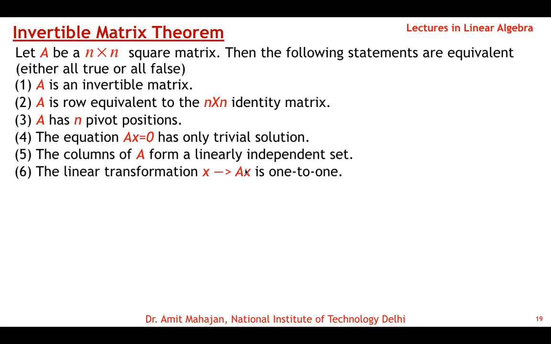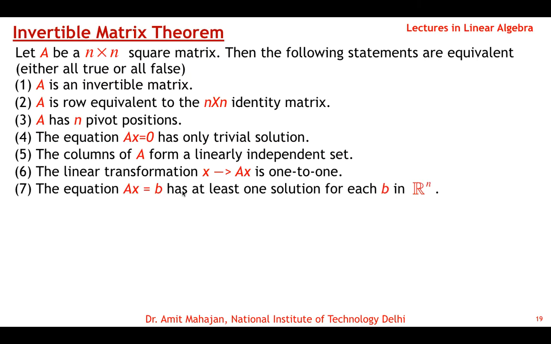The linear transformation is 1 to 1. We already said if a homogeneous system has only the trivial solution, it is 1 to 1. So these two are true. The equation Ax = b has at least one solution for each b in Rn. Because A has all the pivot positions, it will span the whole of Rn. So clearly for every b there is at least one solution. The columns of A span Rn. Because there are n pivot positions, definitely it is going to span Rn.